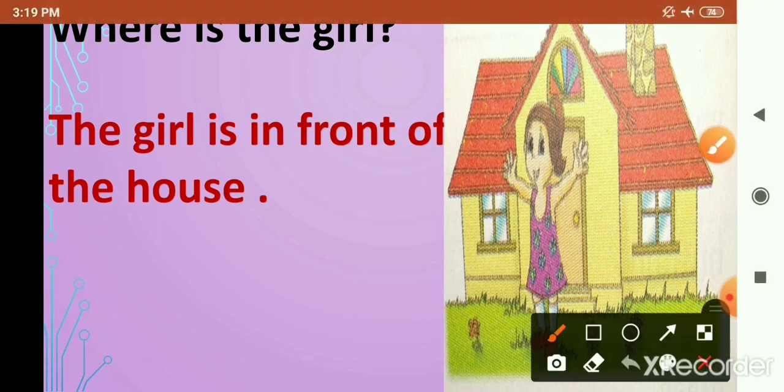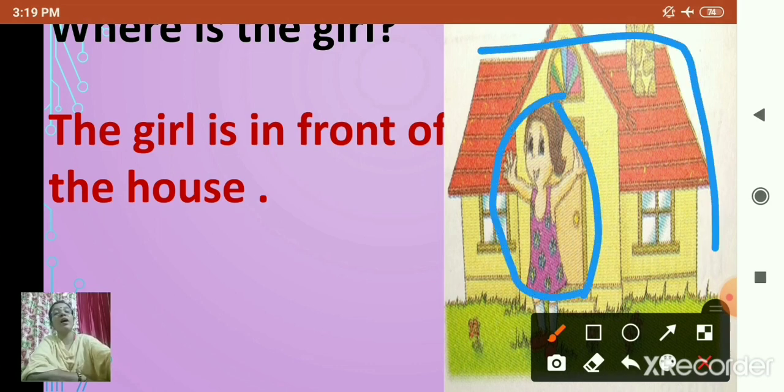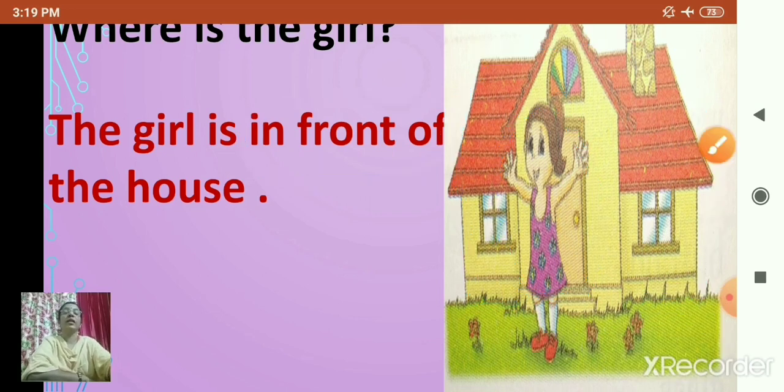You can see this girl. Where is she standing? She is standing in front of the house. So this is the house, and she is standing in front of the house. So which word tells where the girl is standing? Yes, in front of. So in front of is also a position word. In front of tells us where the girl is standing. Is it clear to you all?